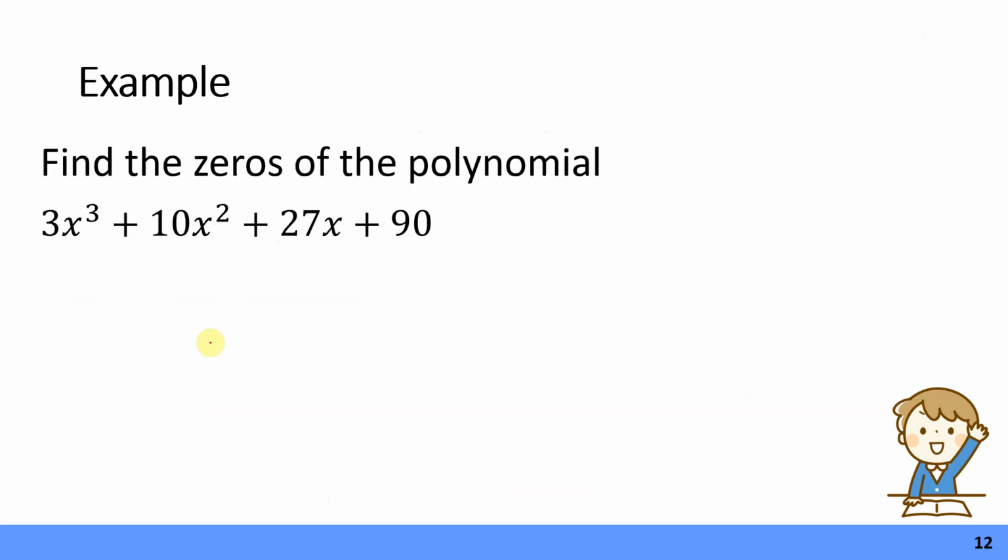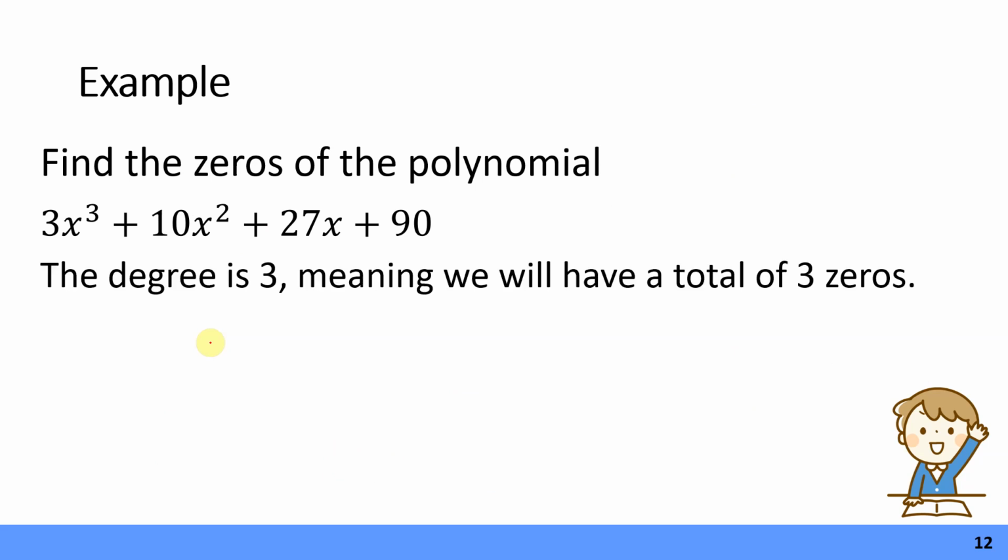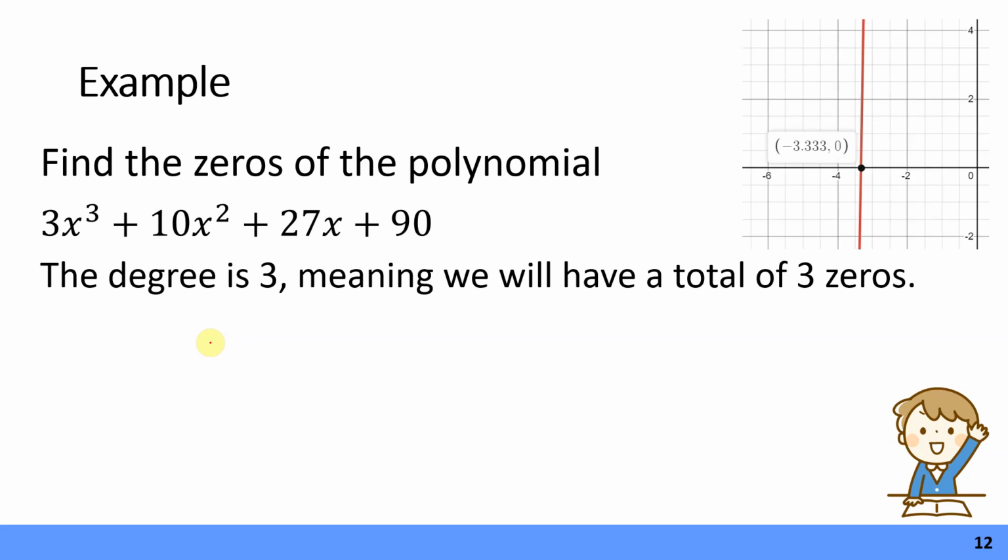All right, let's go ahead and wrap this up with one last problem. Find the zeros of the polynomial. We have, again, a polynomial of degree 3. So since it's a degree 3, it means I'm going to have a total of 3 zeros. Okay, so again, let's go ahead and start graphing. Cross our fingers that hopefully we get 3 answers, but unfortunately, we only get 1 answer.